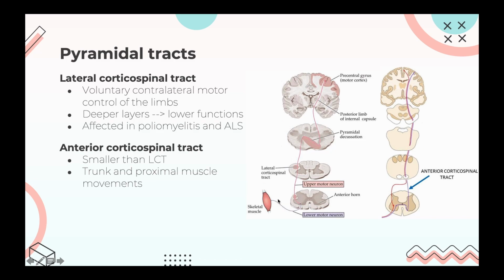And the reason why this is important to know is because this is affected in diseases like poliomyelitis and ALS, which stands for amyotrophic lateral sclerosis, which is a disease that causes deterioration of this pathway. There's also the anterior corticospinal tract, which is a lot smaller, and it mainly controls movements of the trunk and the proximal muscles, which are the muscles of the upper arms and upper legs. So they are the muscles that are closest to the trunk.